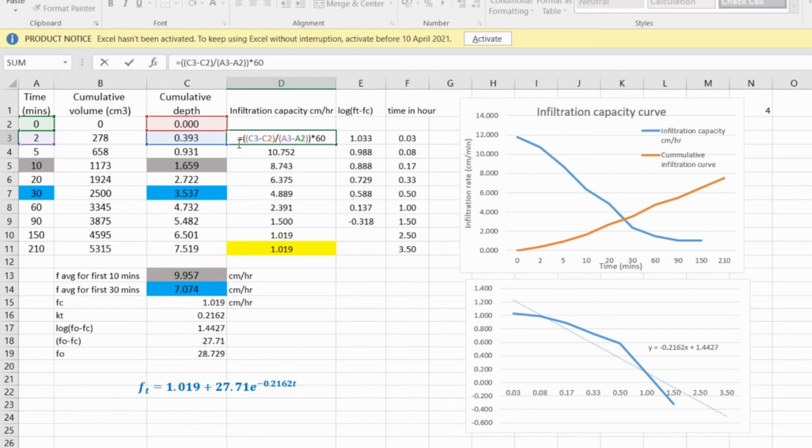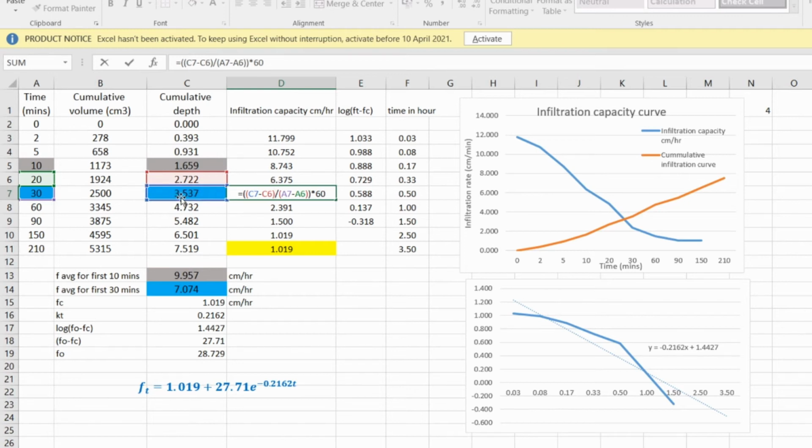I wanted it in terms of hours, so that's why I have multiplied it by 60. From this I calculated the infiltration capacity in terms of centimeter per hour. Similarly, I can calculate for other time durations also, for 5 minutes, 10 minutes, 20 minutes, like this I can keep on calculating. Just to give you one more example, I'll double click on this so you can see the cells which I used to calculate the infiltration capacity.